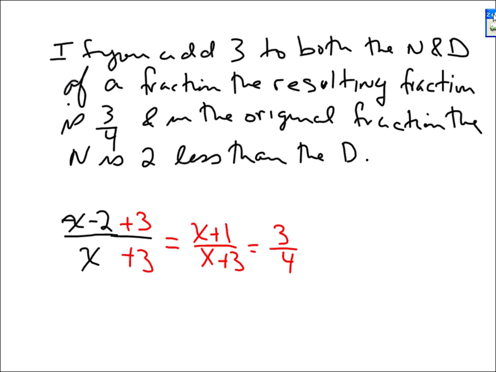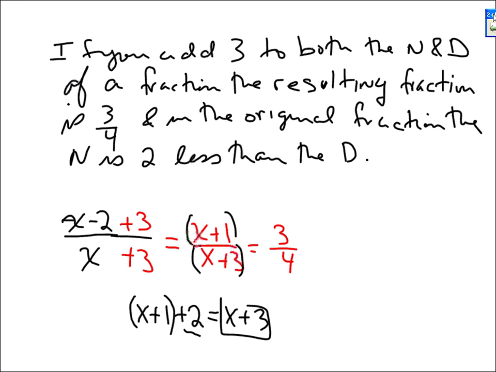Now, there are two ways to proceed from here. The easy way, the hard way. If you think of the numerator and the denominator, you'll see that the denominator is 2 more. If you have x plus 1, the numerator, and you add 2 more, you'll get x plus 3, which is the denominator. Here's the numerator, I add 2 to it, and I get the denominator.